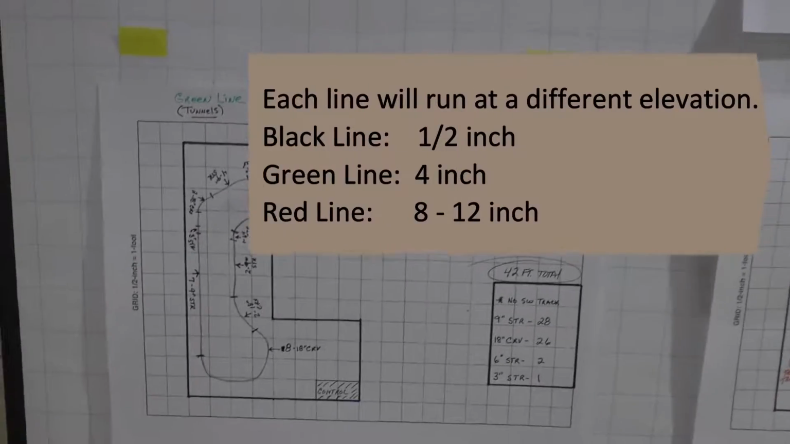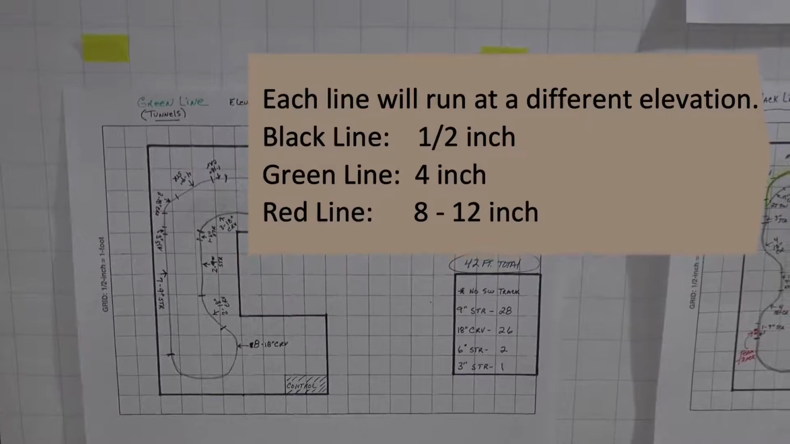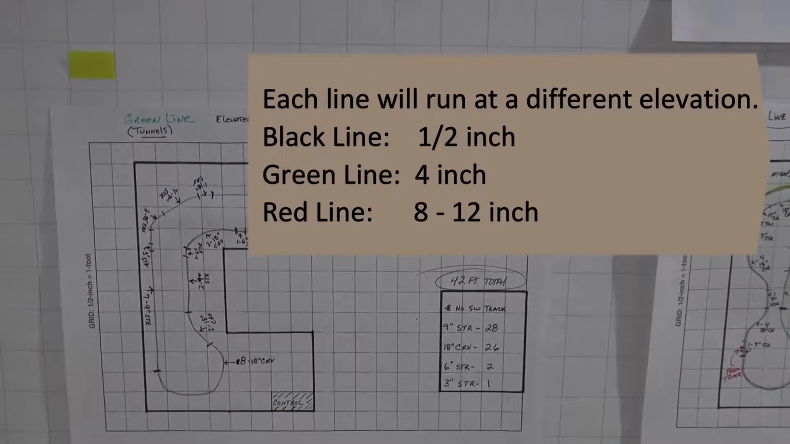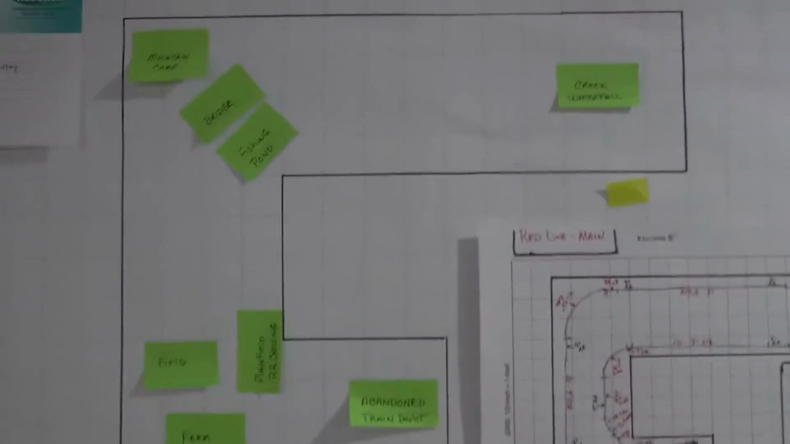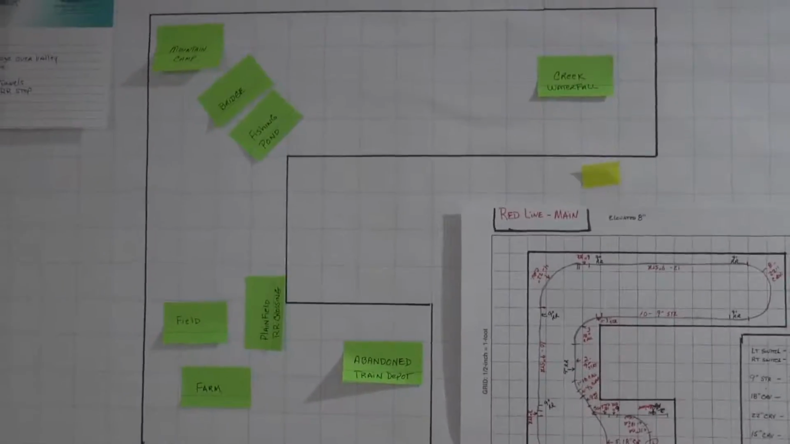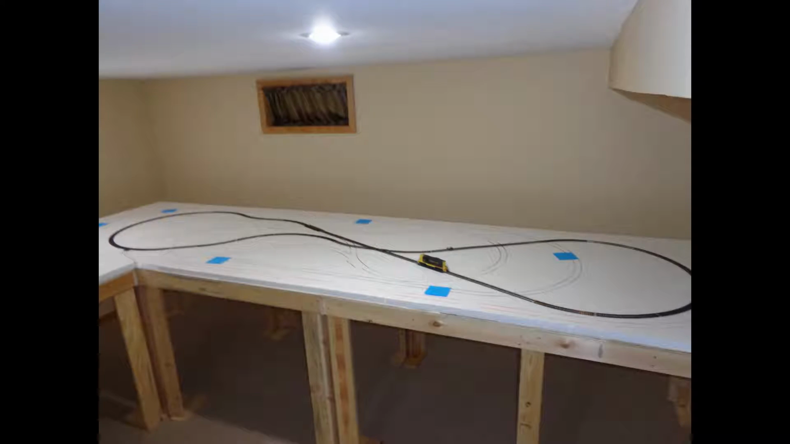And then in addition to these three different track line plans that I have at the top of the planning board, I'm starting to think about the scenery and the landscaping, because all of this, the way the track is laid out, the way you want your trains to run, is in conjunction with the scenery.